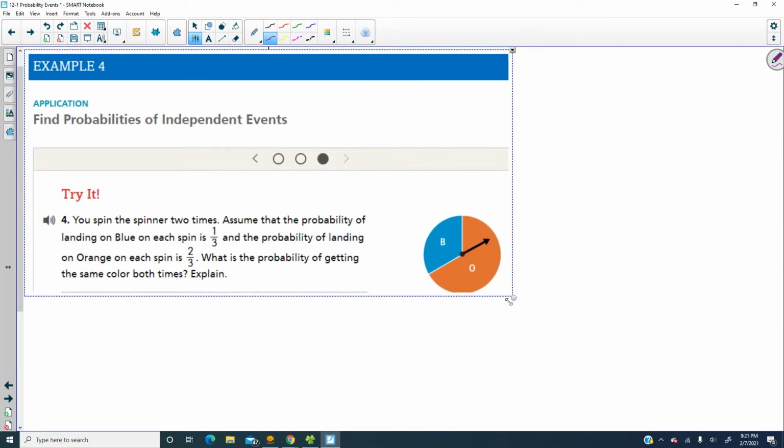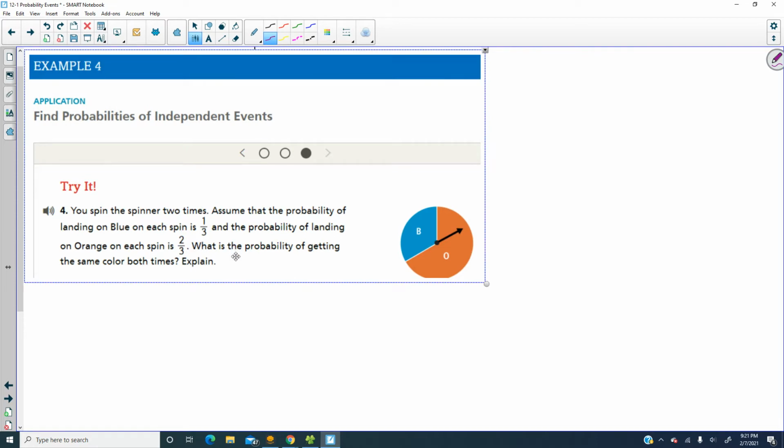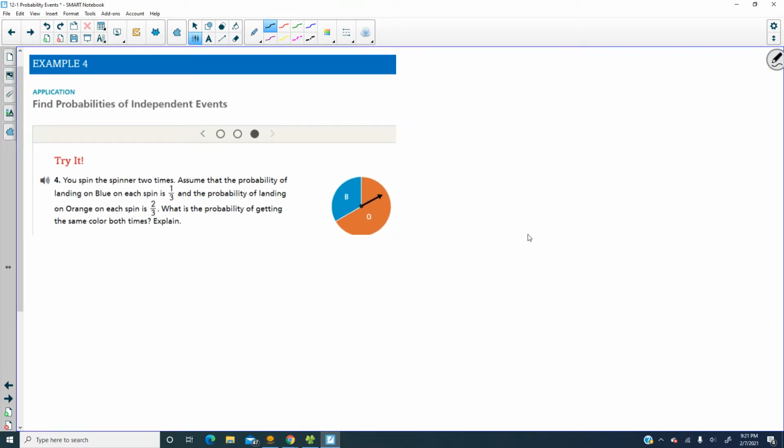Assume that the probability of landing on the blue is 1/3 and the probability of landing on the orange is 2/3. What's the probability of getting the same color both times? Let's see. Here's another example where a tree diagram would work nicely, and I'm going to need a little more space. All right, so on my first spin, I could either get a blue or I can get an orange. Now, the probability of getting a blue is 1/3, and the probability of getting an orange is 2/3.